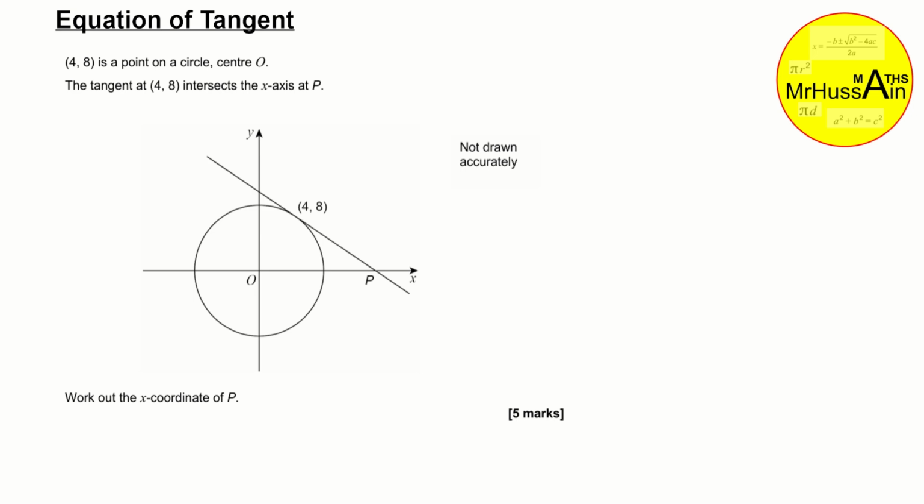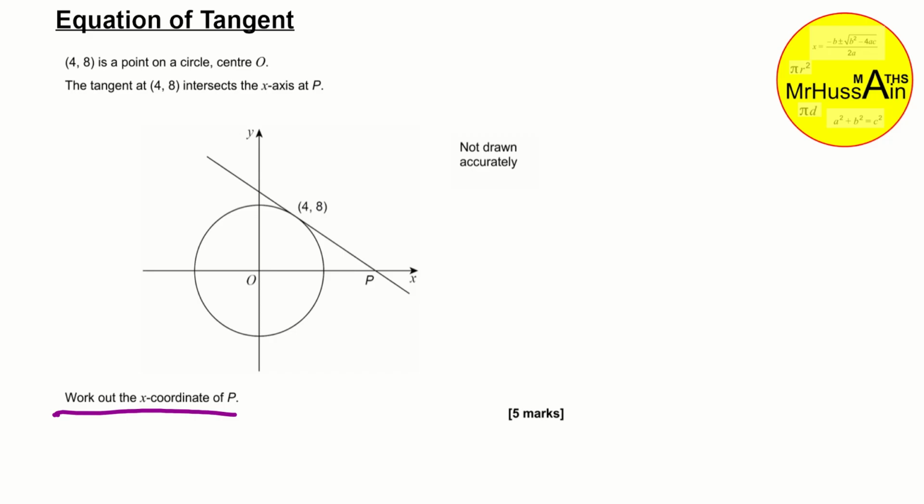Here you have an equation of a tangent question. Now the best way to recognize an equation of a tangent question is it appears right at the end of the paper with a circle and a line that is tangent to the circle, even though it does not say work out the equation of the tangent. 4 out of 5 marks is about equation of a tangent.